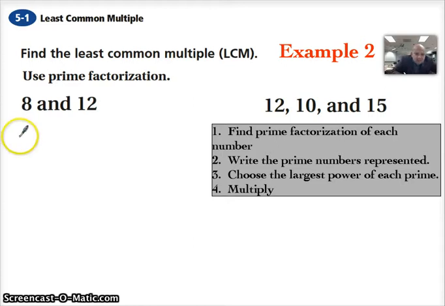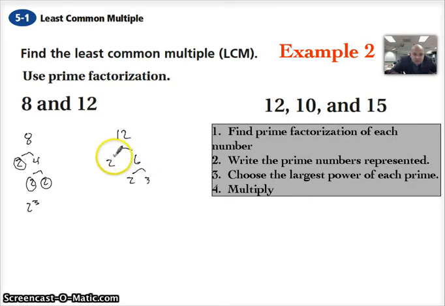First of all, I'm going to take the 8 and the 12, and I'm going to make prime factor trees. 8 is 2 times 4, and 4 is 2 times 2. So that is 2 to the third power. Now 12 is 2 times 6, which is 2 times 3. And those are prime factors as well. So we have 2 squared times 3.